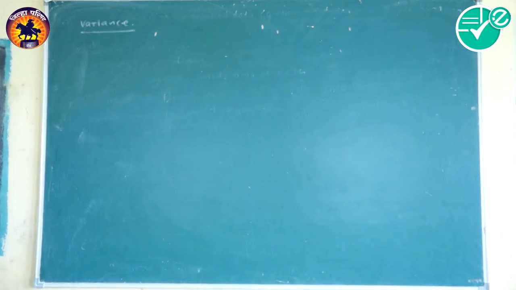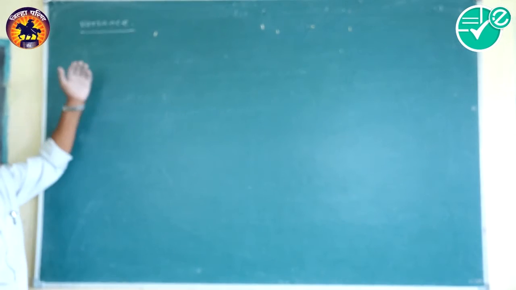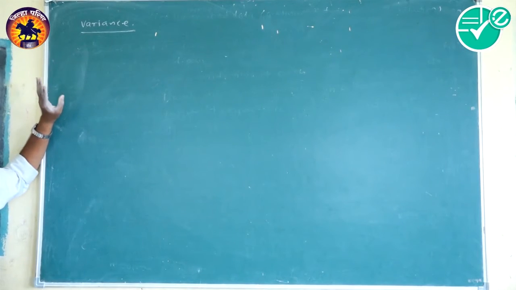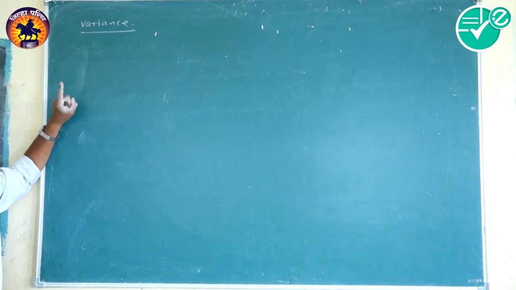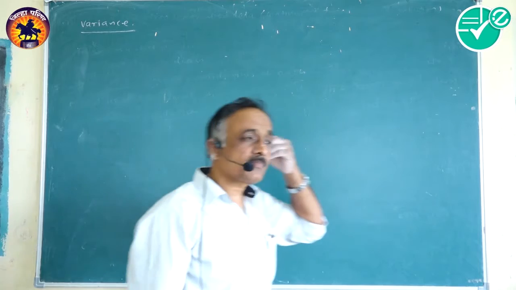Now see here, variance and standard deviation are always measured about the mean and not about the median. That's why we are not going to mention specially variance about the mean or variance about the median. Variance or standard deviations are always calculated about the mean only. So every time you will have to find the mean only. So very first, let's consider the variance.